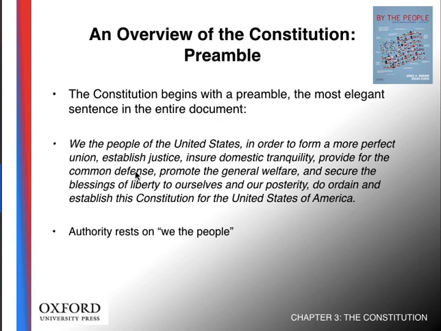We want them to establish justice, ensure domestic tranquility, provide for the common defense, promote the general welfare, and secure the blessings of liberty to ourselves and our posterity, our children, our next generations. Do ordain and establish the Constitution of the United States. Beautiful opening sentence, beautiful goals to strive for. And remember, this whole idea of the United States of America was an experiment that hadn't been done before.